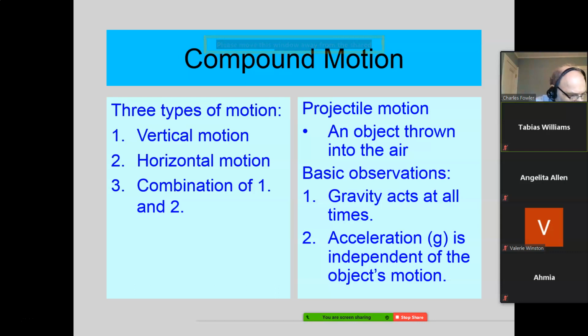So far we've considered two types of motion: one-dimensional motion horizontally, and falling objects or vertical motion, objects thrown straight up in the air. Okay? Now before we move to compound motion, let me give you a really dumb sounding example, but it's not just dumb sounding. It can be deadly.